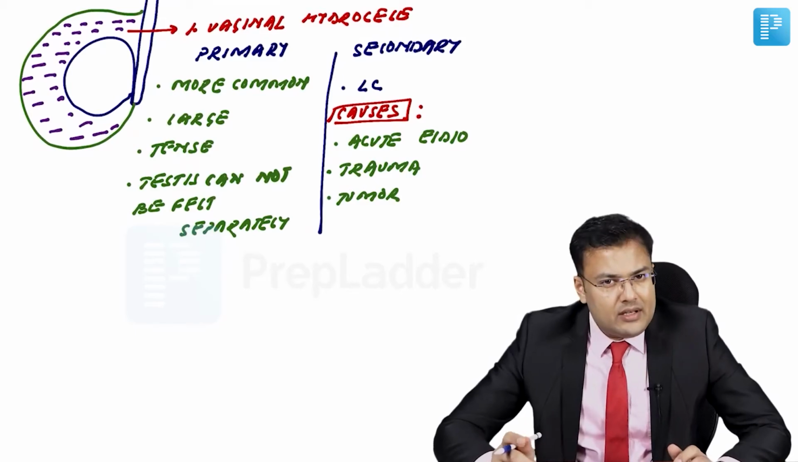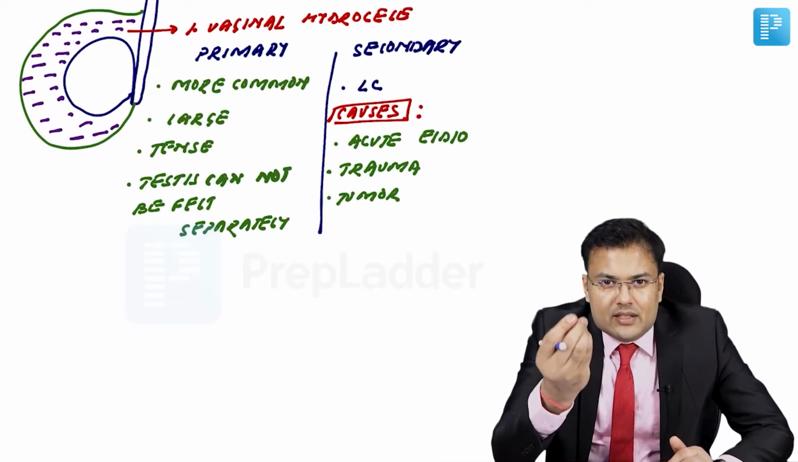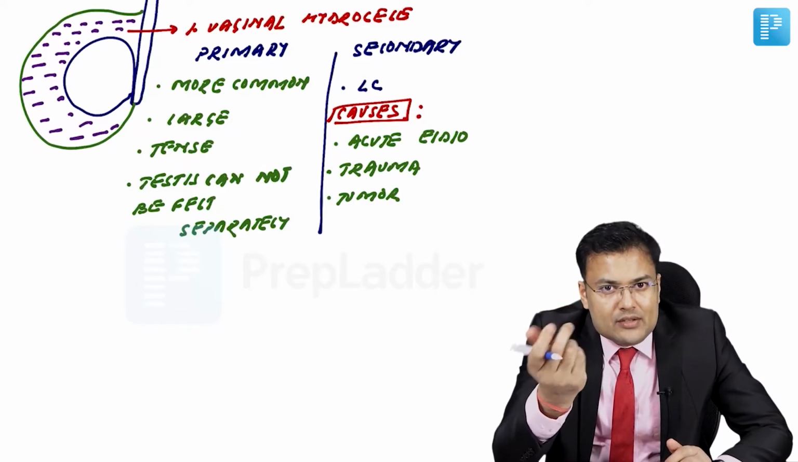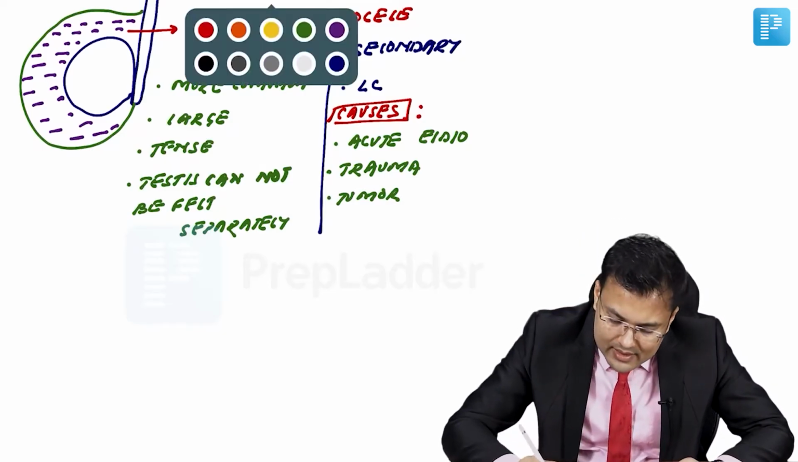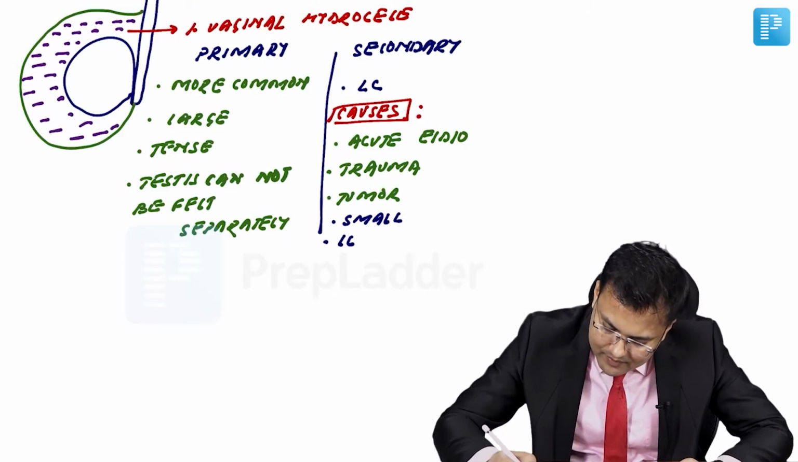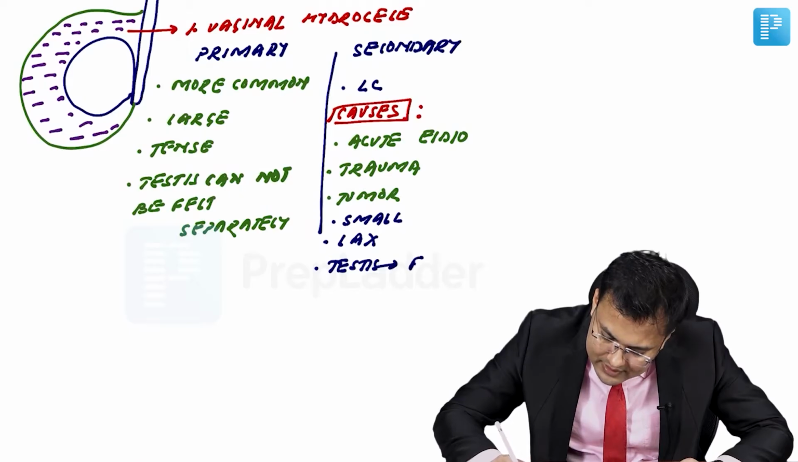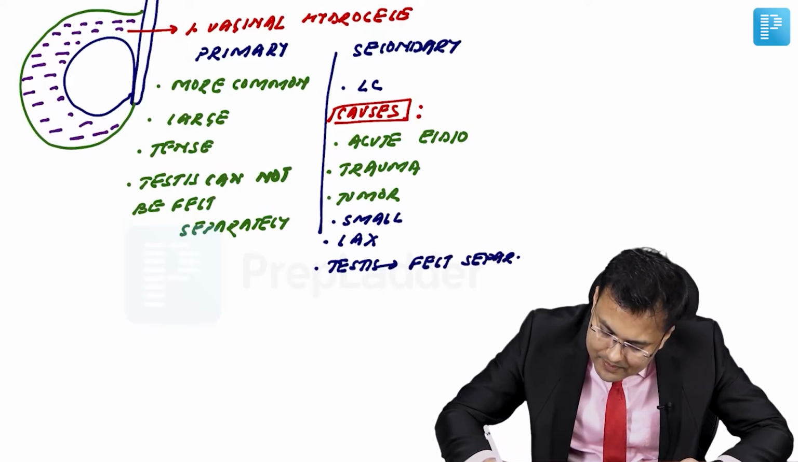Okay. Generally, the secondary hydrocele is small and it is lax. Since it is small and lax, you can feel the testis. So the testis can be felt separately, right? So this is small, it is lax, and the testis can be felt separately.